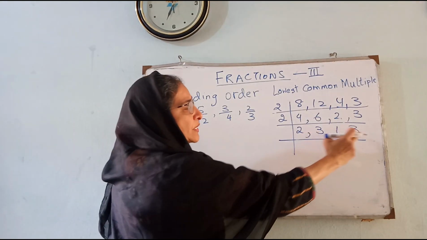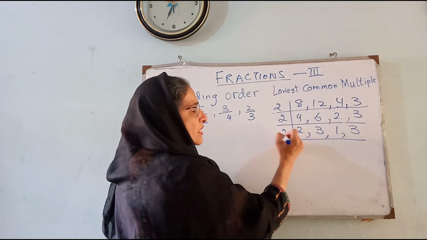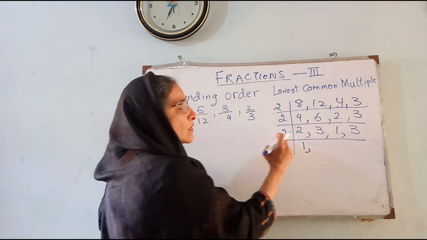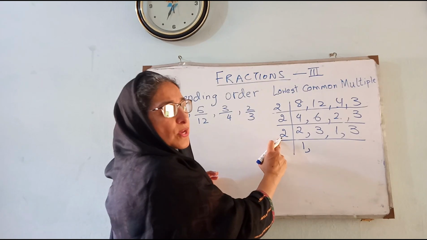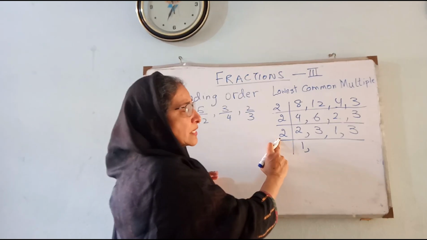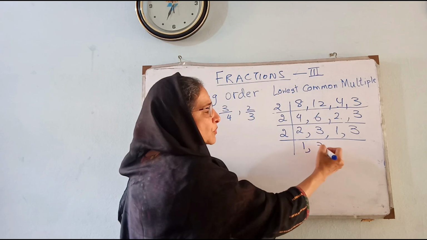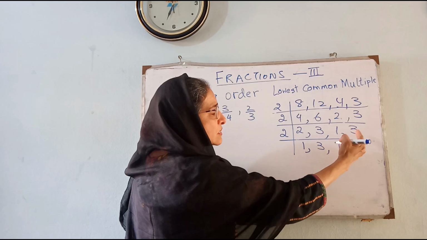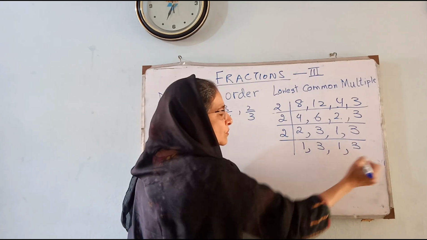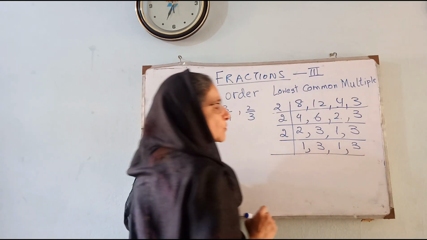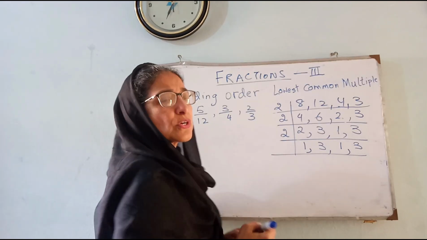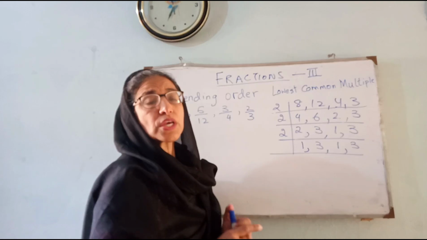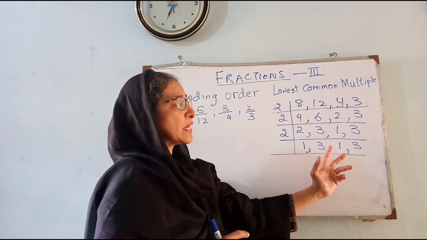Now we have 2, 3 and 3. You can see that we can divide them by 2 again. 2 divided by 2, 1 is my answer. I cannot completely divide 3 by 2; if I divide, I will get a remainder, so I write it as it is. 1 stays as it is. If I divide or multiply any number by 1, I get the same answer, so ignore 1.